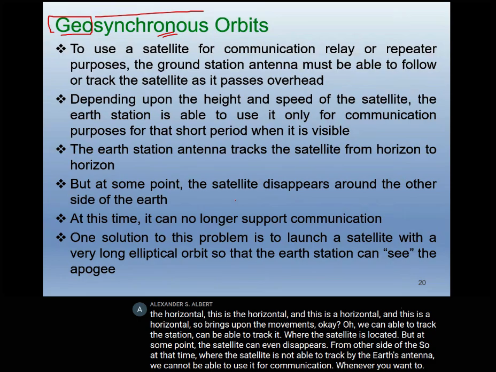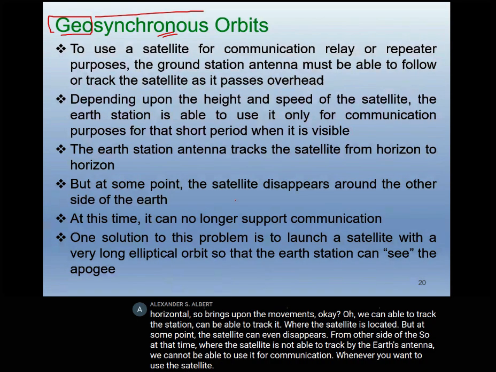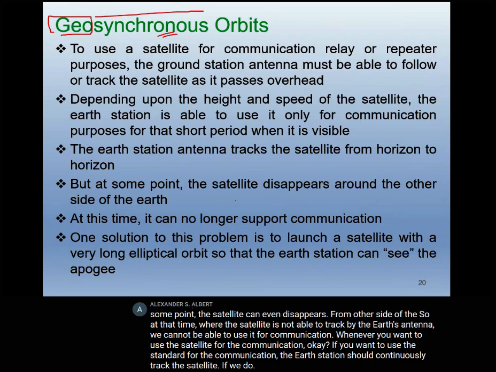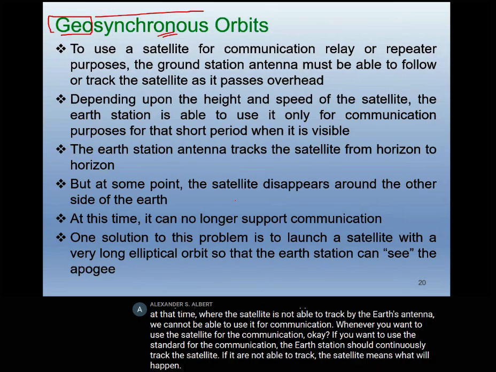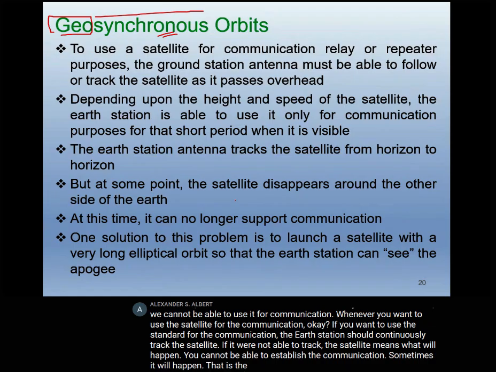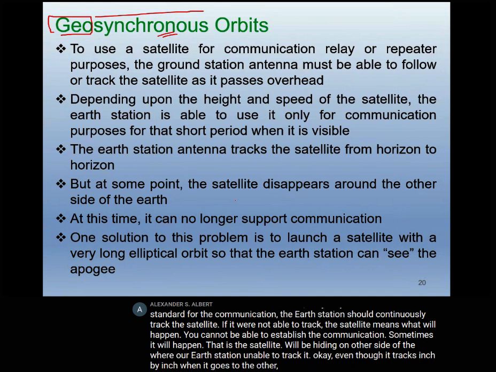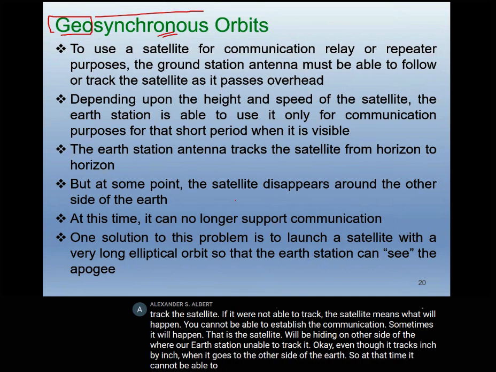Whenever you want to use the satellite for communication, the Earth station should continuously track the satellite. If it is not able to track the satellite, what will happen? You cannot establish the communication. Sometimes the satellite will be hiding on the other side of the Earth, where our Earth station is unable to track it. Even though it tracks inch by inch, when it goes to the other side of the Earth, at that time it cannot support the communication.